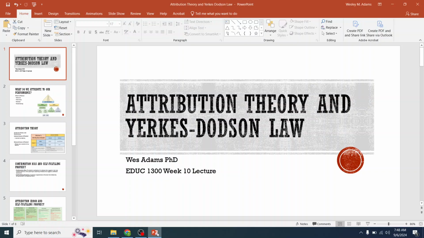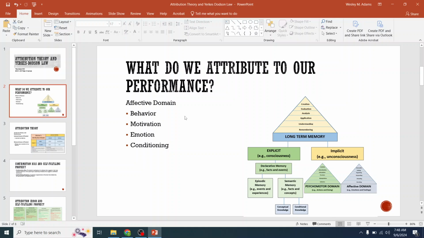Let's go over attribution theory and Yerkes-Dodson law. Let's do a quick review. Let's reflect back to when we covered types of knowledge and Bloom's taxonomy. It kind of sets the stage for the separation between the explicit information and the implicit.